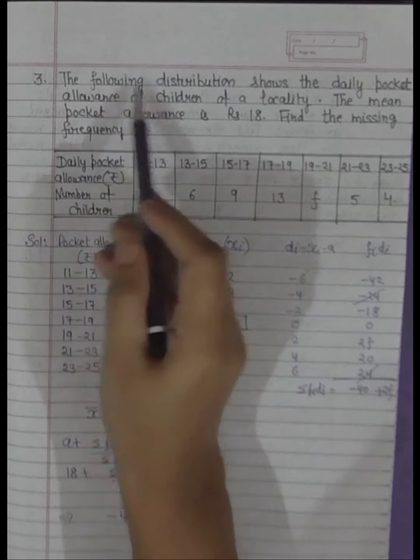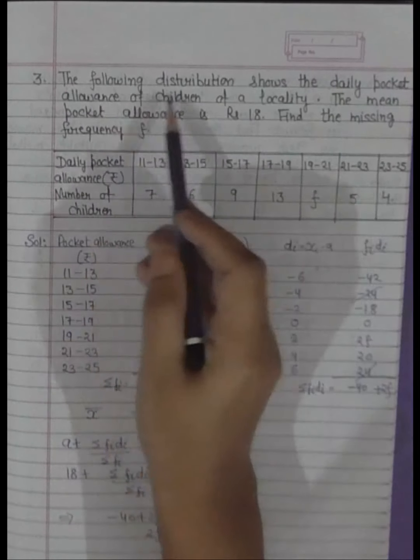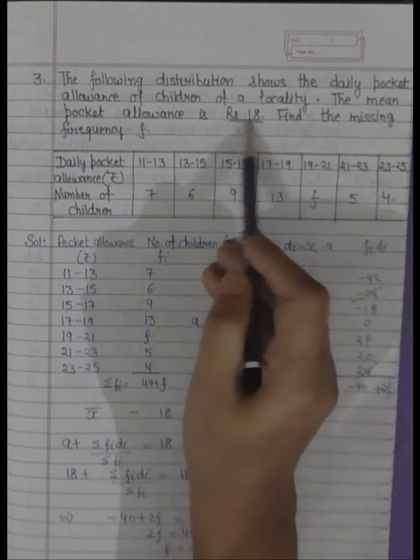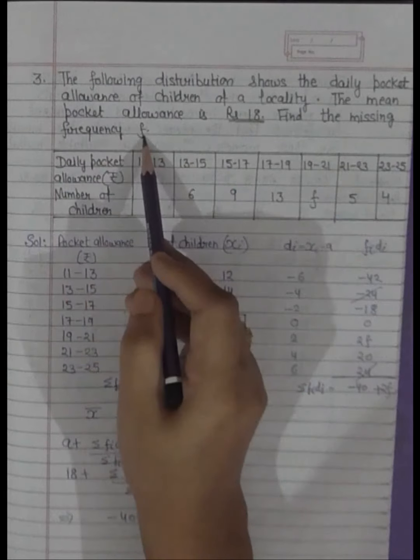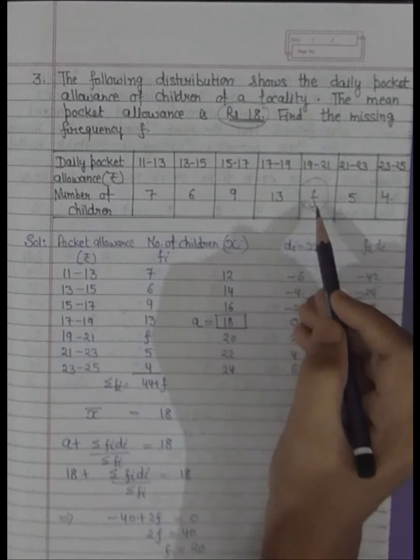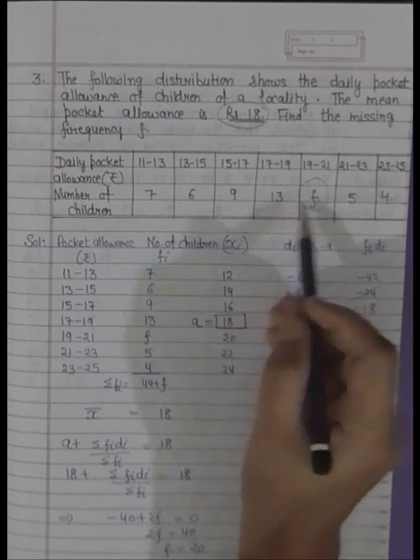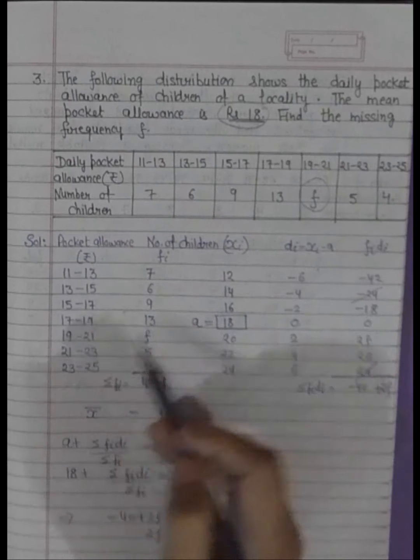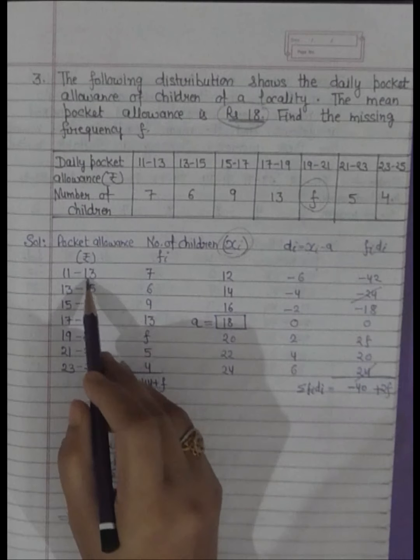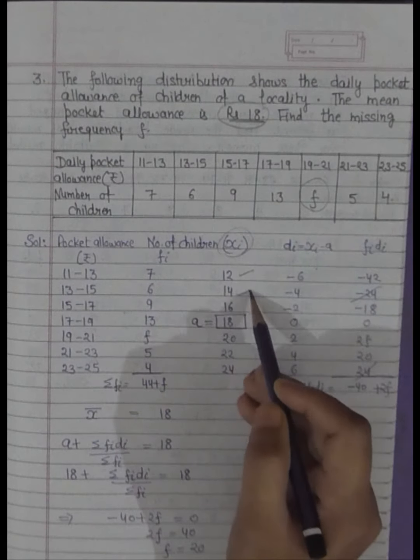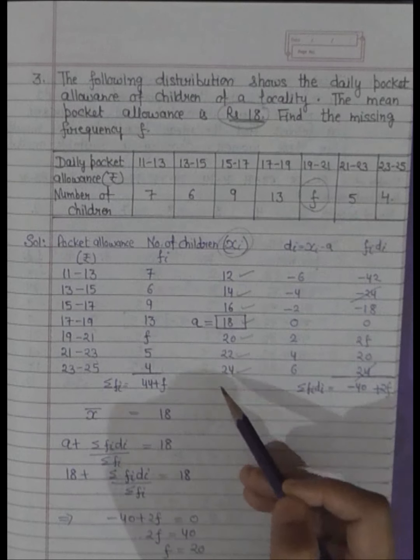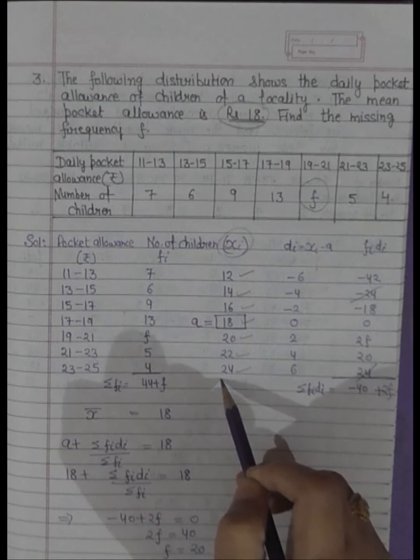Next question: the following distribution shows the daily pocket allowance of children of a locality. The mean pocket allowance is rupees 18. Find the missing frequency f. Actually the mean value is given here, and you have to find f, which means one of the frequencies. The table is here. I have written here again the number of children, fi, also. Now I have found the xi's: for 11 to 13 it is 12, then 14, 16, 18, 20, 22 and 24. These are the class marks, and I am doing this question by the assumed mean method.